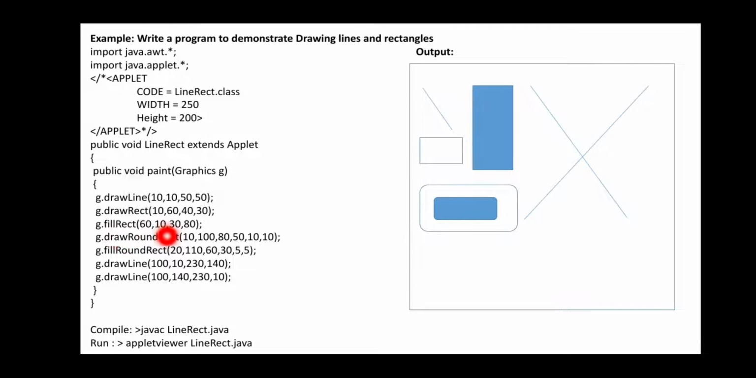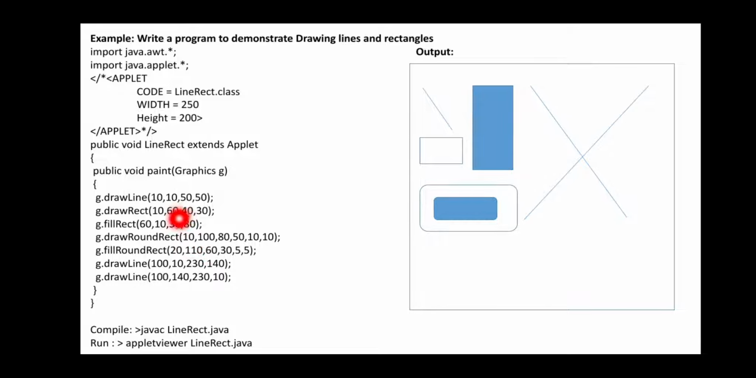Then g.fillRect(60, 10, 30, 80): x-axis 60, y-axis 10, and then 30 and 80 as the size. Then you have a draw rounded rectangle at 10 by 100. Here it is draw rectangle. Filled rectangle means inside you have a filled rectangle. Other lines are there as well.